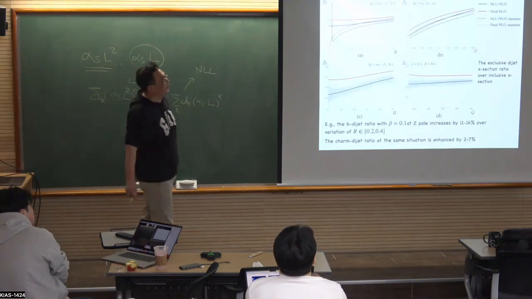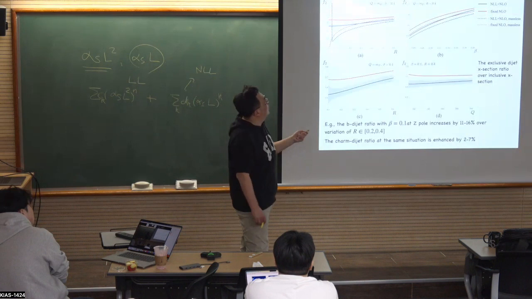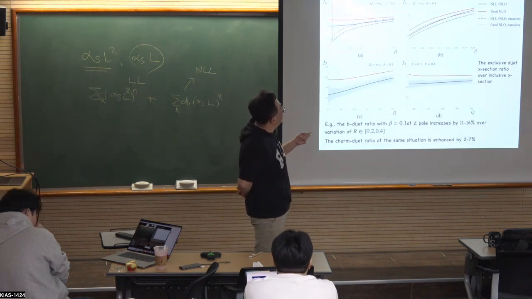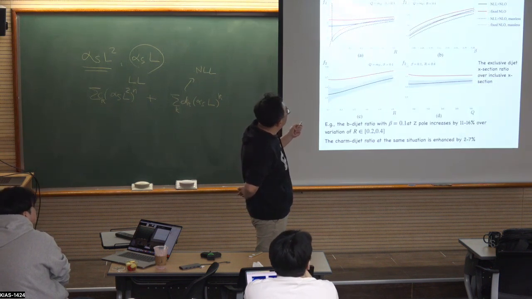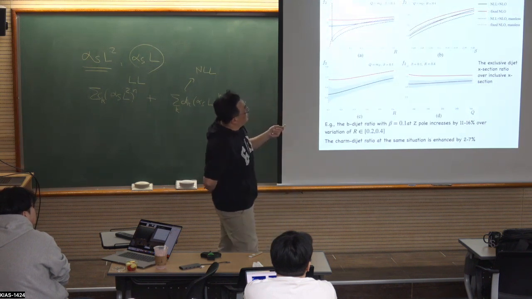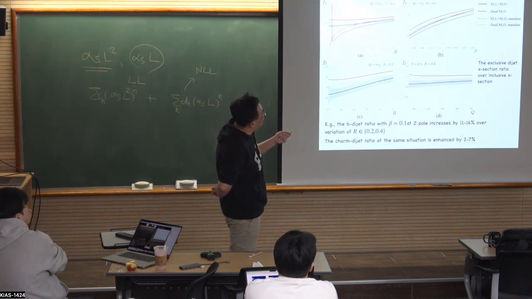Then this result here, I just show the numerical result. In the diagram, in plots A and B, I made a plot of the next-to-leading log plus next-to-leading order contribution. This is the sum, the result. And this red line is just the fixed next-to-leading order result.